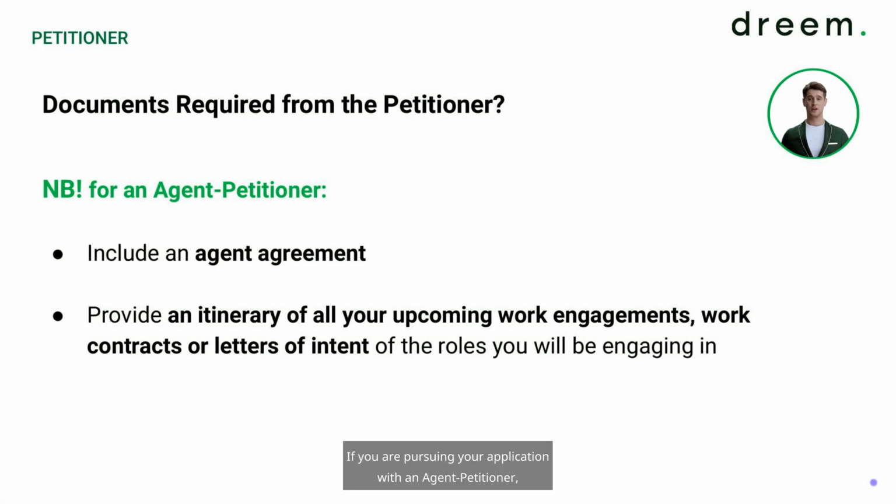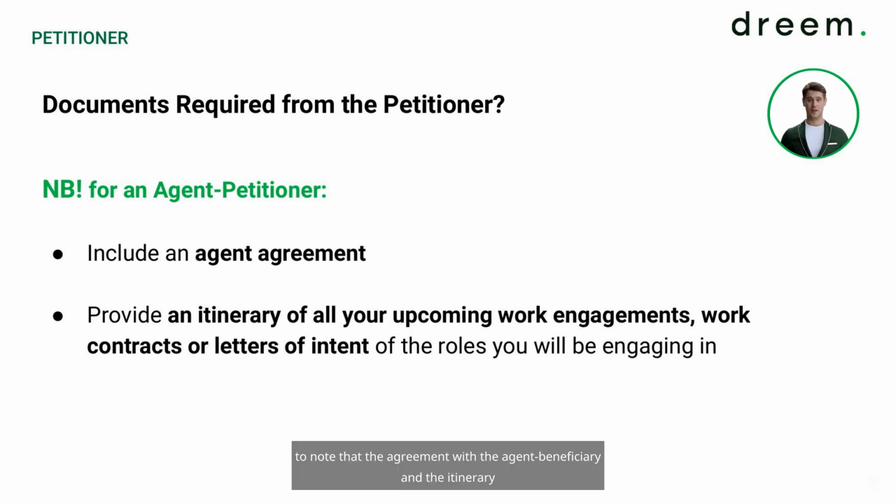If you are pursuing your application with an agent petitioner, you will need to include in your application an agent agreement. Additionally, you'll be asked to provide an itinerary detailing all your upcoming work engagements and, most importantly, work contracts or letters of intent of the roles you will be engaging in.